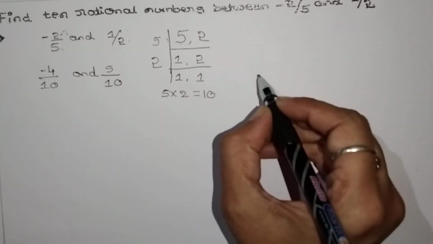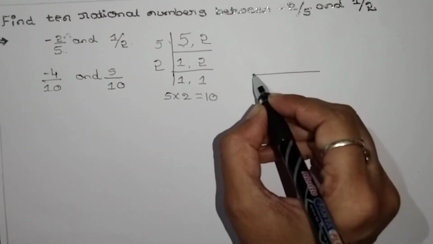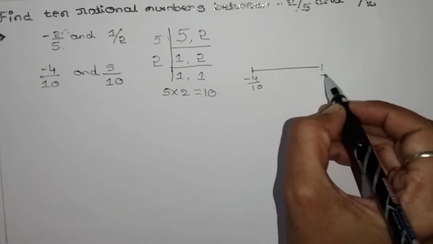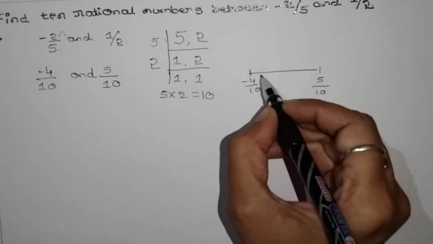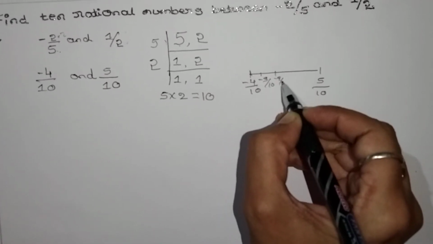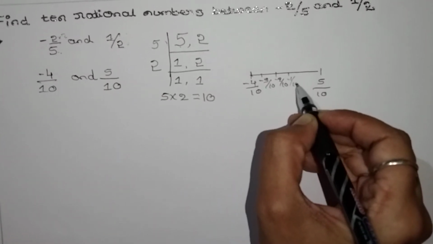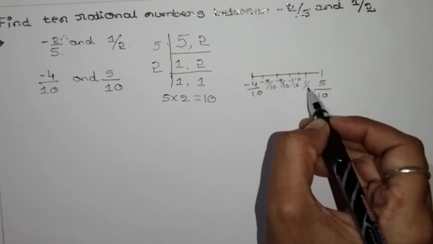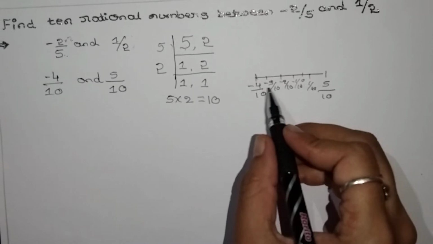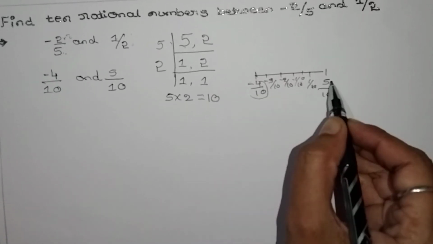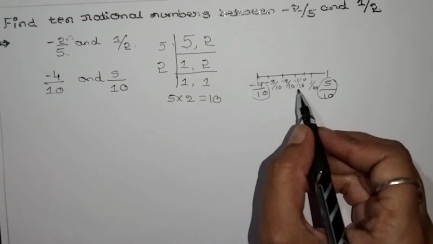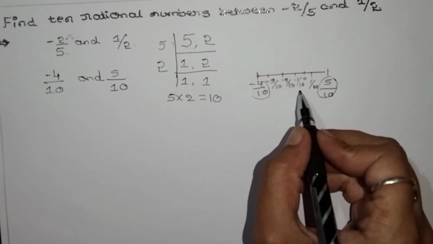If we have the number line, with -4 by 10 here and 5 by 10 here, in between we have -3 by 10, -2 by 10, -1 by 10, 0, 1 by 10, like this up to 5 by 10. But when you count, in between -4 by 10 and 5 by 10, we get only 8 rational numbers.